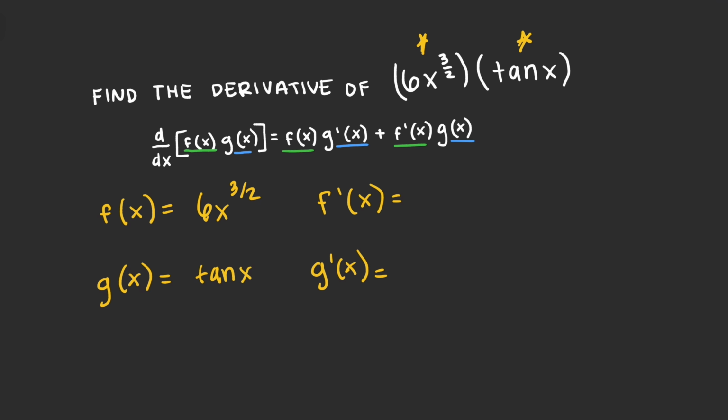So if we take the derivative of both, starting with f of x, we would get 18/2, because that's what you get when you multiply 6 times 3/2. And then if we subtract 1 from our original exponent, we would get 1/2. And if you can't see it, this simplifies further to 9x to the power of 1/2. And the derivative of tangent x is just secant squared x, and this will always be true.